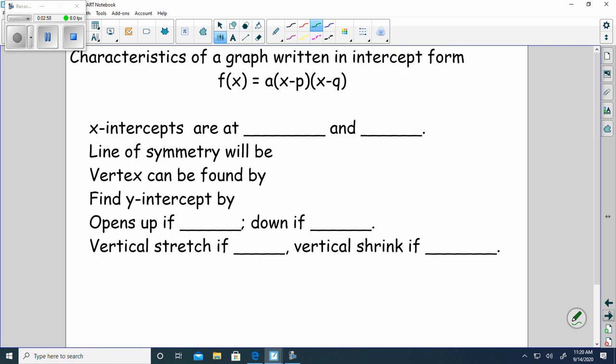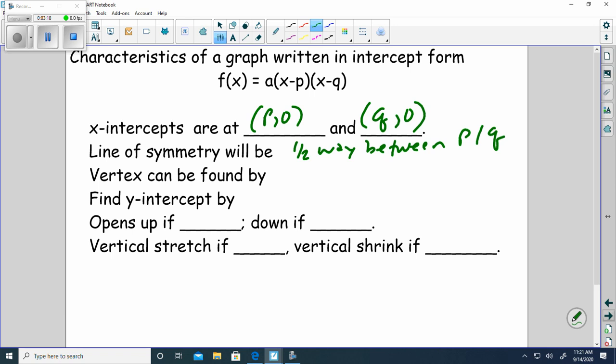When it's factored, the x-intercepts will be opposite values, so p comma 0 and q comma 0. If it was x plus p, I'd have negative p. If it was x plus q, I'd have negative q in there. The line of symmetry is halfway between my p and my q. My vertex is also found at that halfway point, and I plug in for x to get y. My y-intercept would be found by plugging in zeros for my x values.